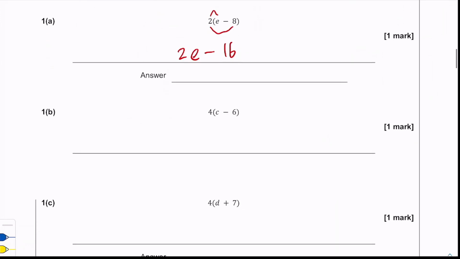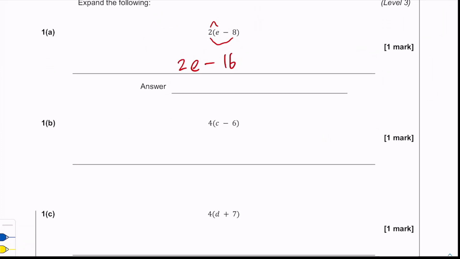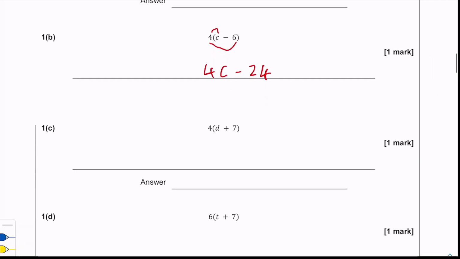Right, let's have a look at the next one. So we've got 4 and then c take away 6. Okay, same thing, 4 times c, 4 times negative 6, gets us 4c take away 24. Okay, and we'll do 2 more that are in this style. So we've got 4 and then d plus 7. So this time we've got the positive sign, so it's just going to be 4 times d, which is 4d. This time plus 4 times 7 is 28.